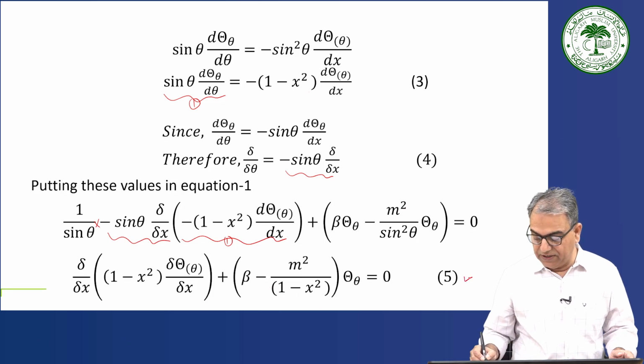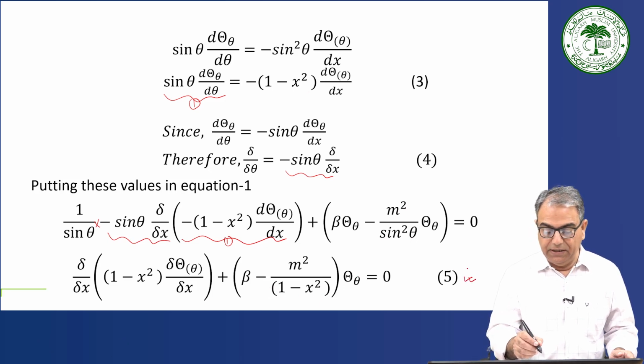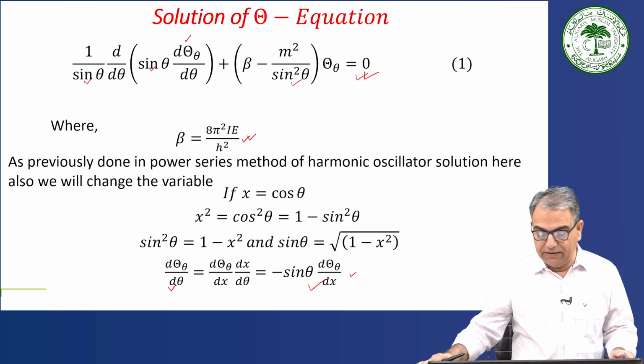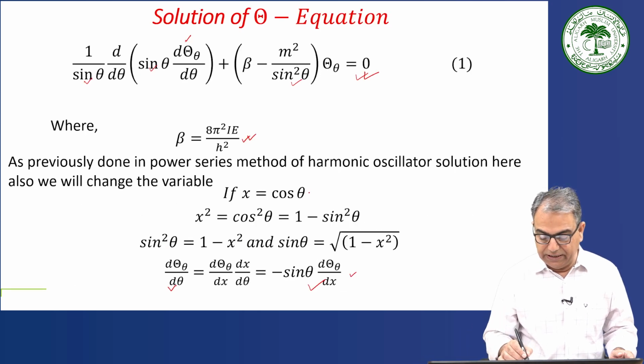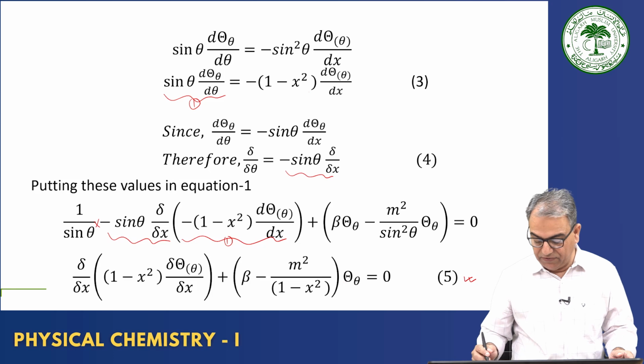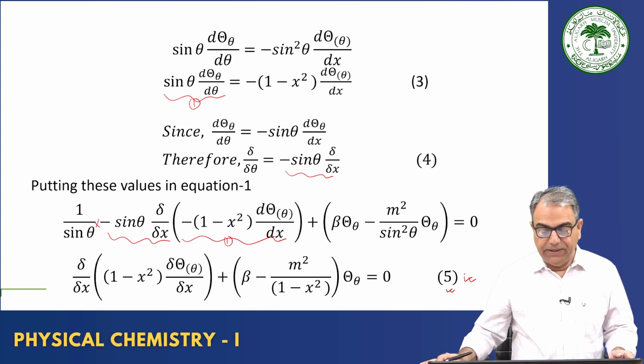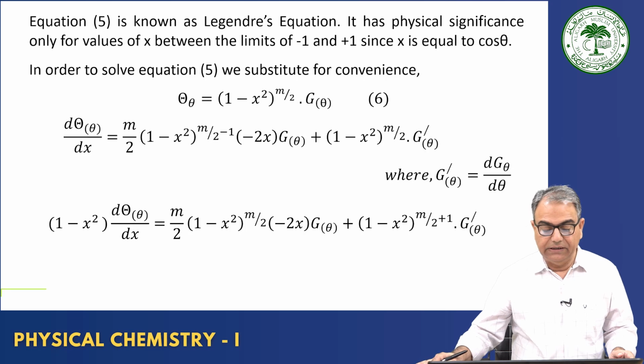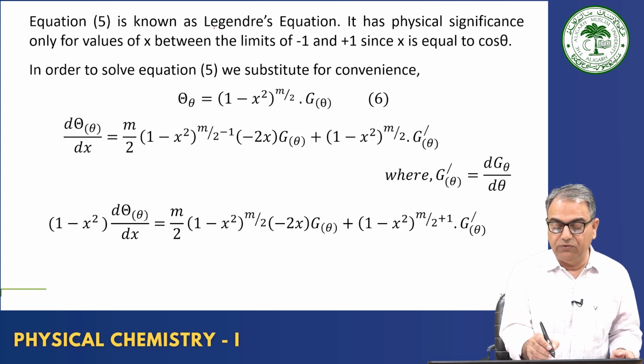So this equation 5 we obtain simply by changing variables, considering x to be equal to cos theta, and then x square is cos square theta, which is 1 minus sin square theta, and then sin square theta is equal to this one, and from here we get this one. We put these values and you get equation number 5. So from here we say that equation 5 is known as the Legendre equation.